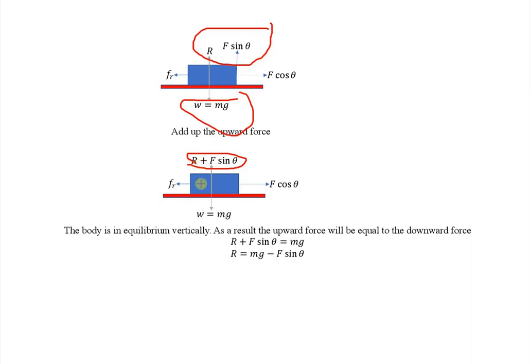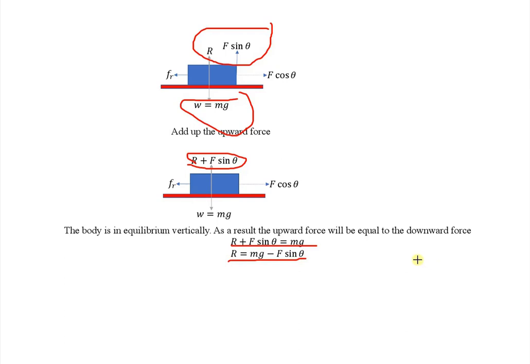So taking the sum of the upward forces, we will have normal reaction plus F sine theta. Now, at the vertical, because the body is moving along the plane, the body is not going up, so the body is in equilibrium. That implies that the sum of the upward forces will be equal to the sum of the downward forces. So normal reaction plus F sine theta, the upward force, must be equal to the downward force, mg. Now, if we make the normal reaction the subject of the formula, we have normal reaction to be mg minus F sine theta.